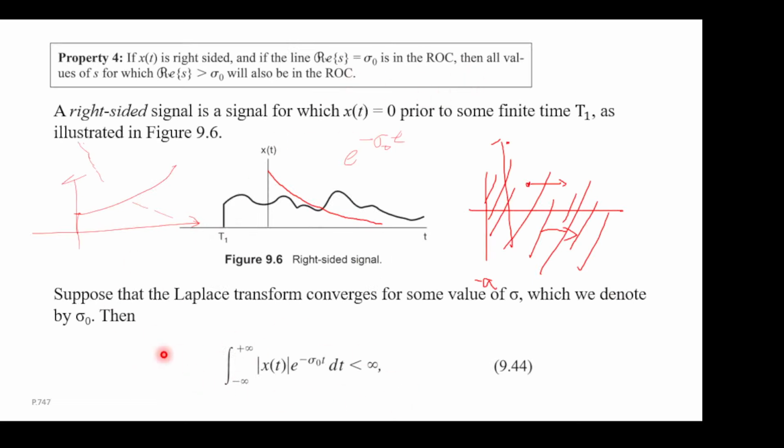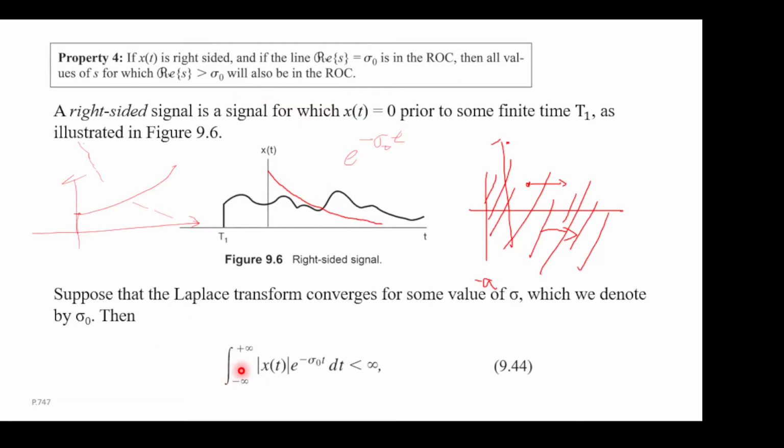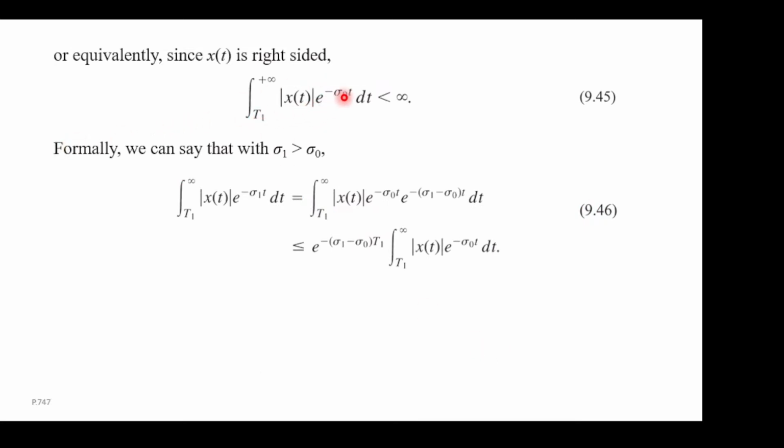Okay, and so that's why we can have this thing here. So we think sigma 1 is in the ROC, and then that means this is absolutely integrable. And the opposite is right-sided, so this integration we can cut off at t1. And so we have some sigma 0, this is converging. Then we think about we change sigma from some sigma 0 to some sigma 1 that's bigger. And well, so this sigma 1 can be written as sigma 0 plus sigma 1 minus sigma 0, and then you break the exponential like this.